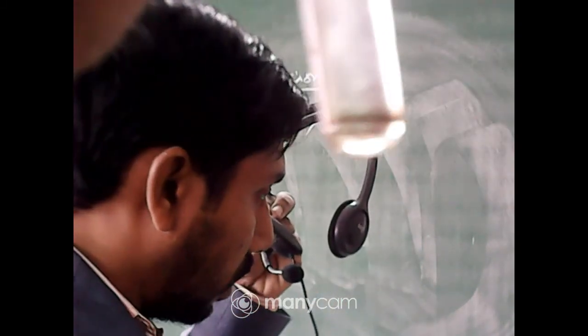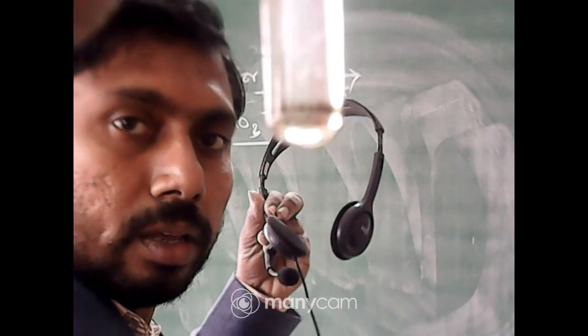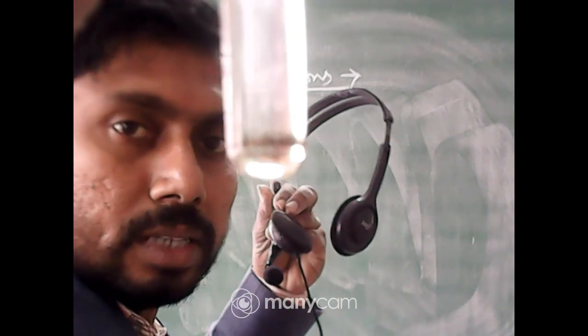Now just look at this, the brown ring. The brown ring is formed at the junction of the liquids. So this is the confirmative test for nitrate.